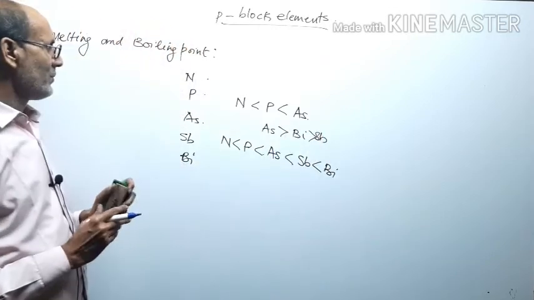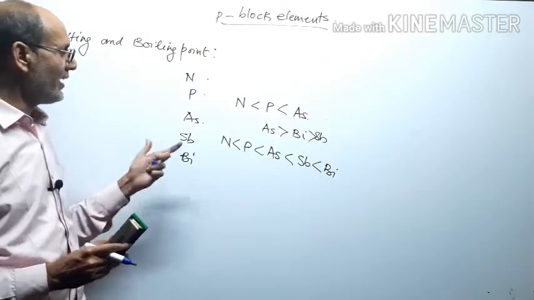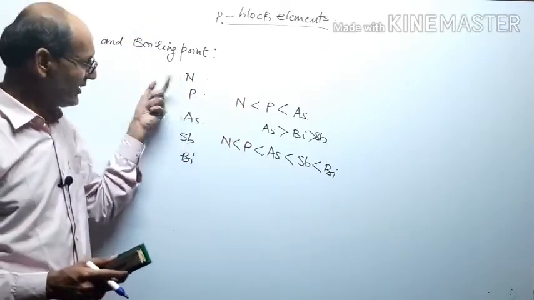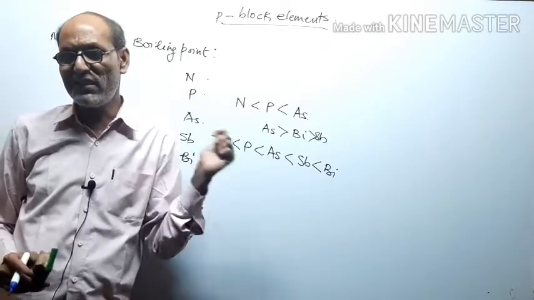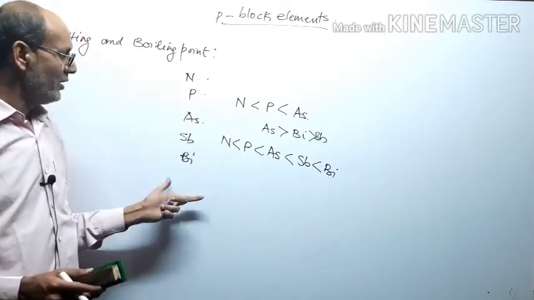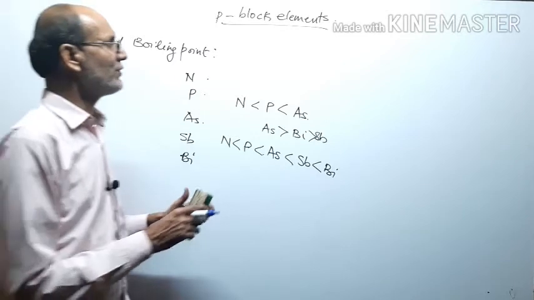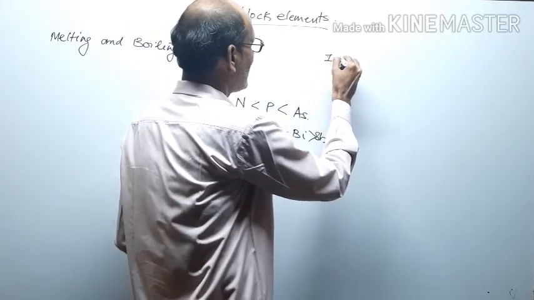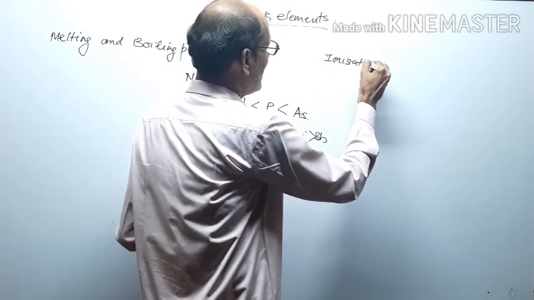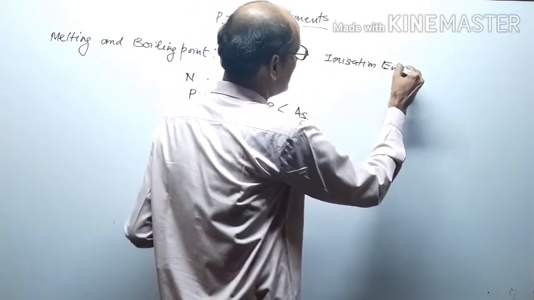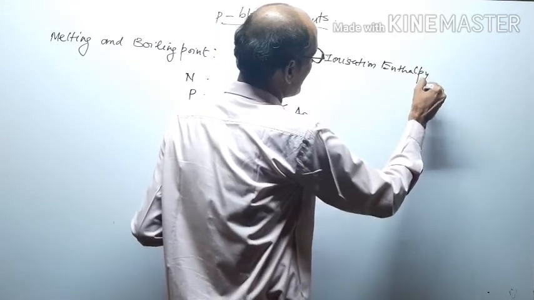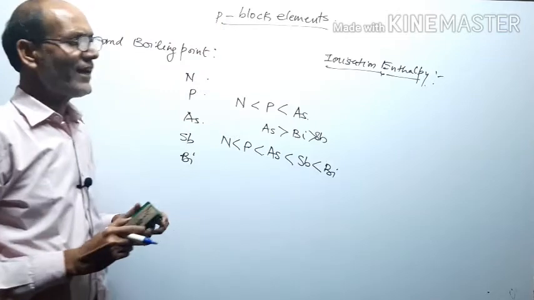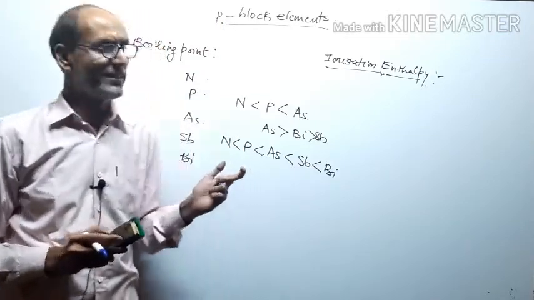Now see, this is the most important property. So what do you see here? Nitrogen has the lowest melting point while arsenic has the highest melting point in the group 15 elements. Now moving towards the very important property, that is ionization enthalpy. Ionization enthalpy is the energy required to lose one electron from a gaseous atom to form a gaseous ion.